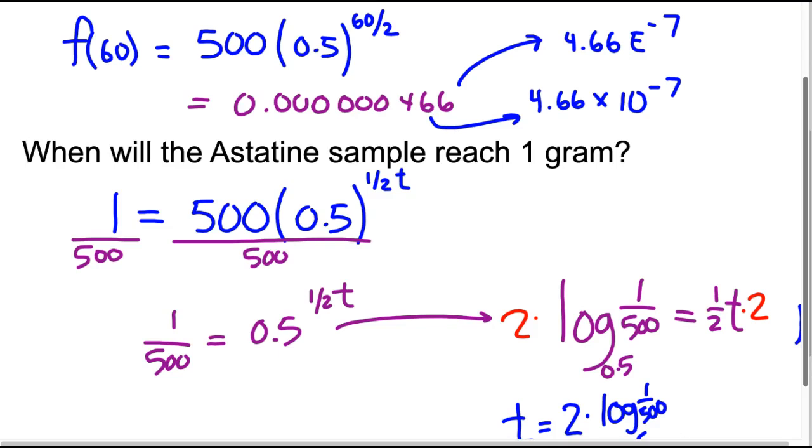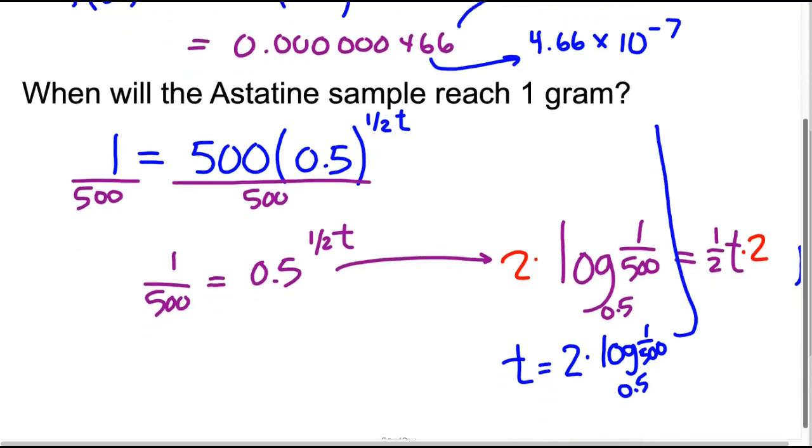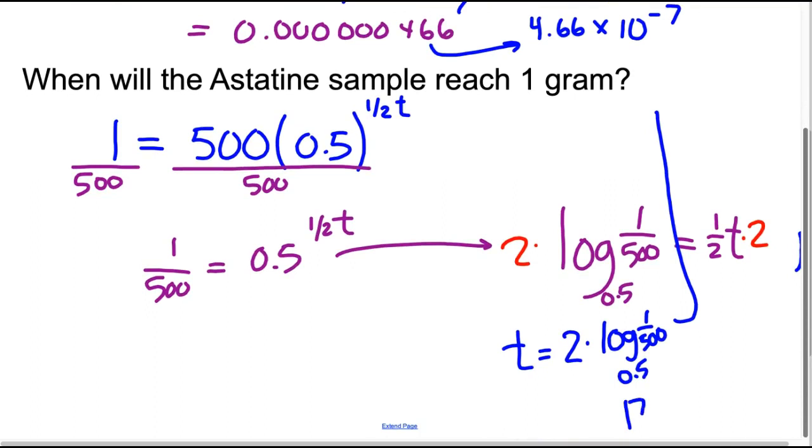Log of 1 over 500 divided by log of 1/2 times 2. I got like 17.9, and that's what? Seconds? So after that calculation down there, I got 17.9 seconds.